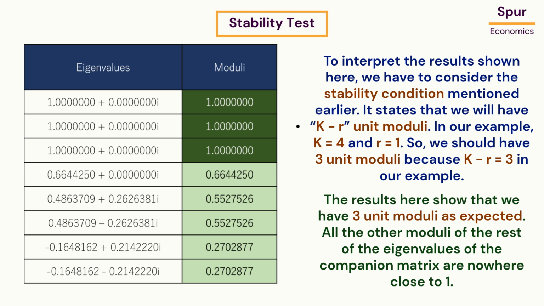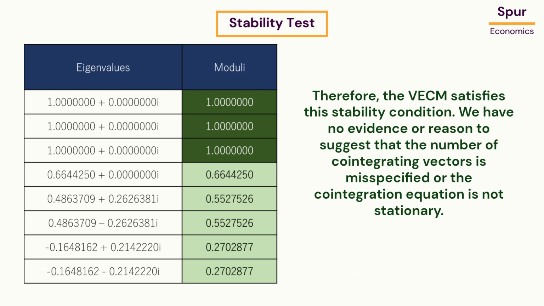All the other moduli of the rest of the eigenvalues of the companion matrix are nowhere close to 1. Therefore, the VECM satisfies this stability condition. We have no evidence or reason to suggest that the number of cointegrating vectors is misspecified or the cointegration equation is not stationary.